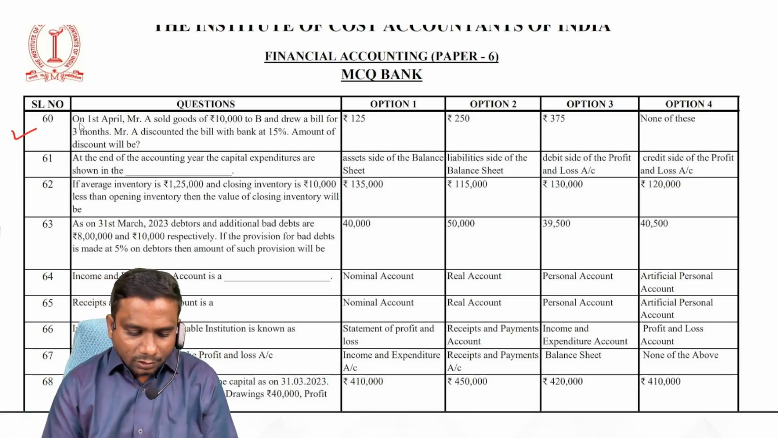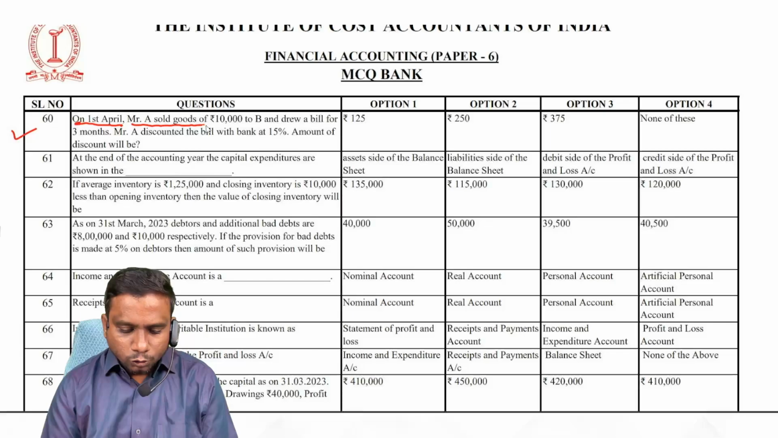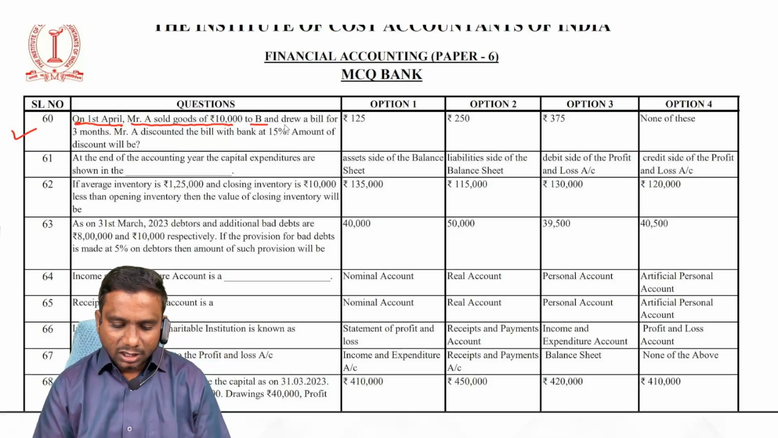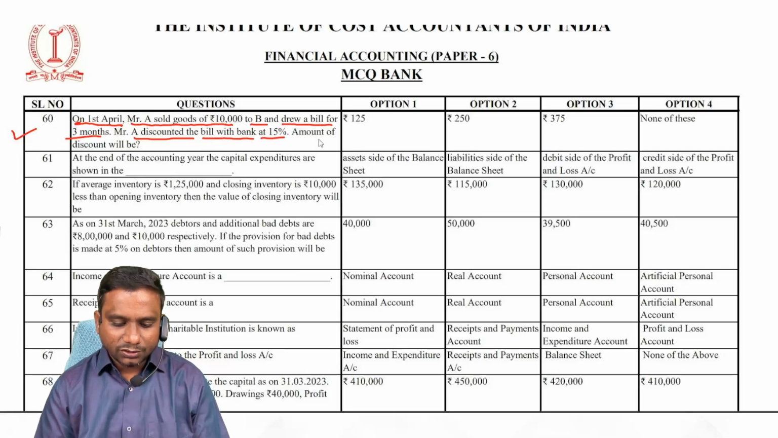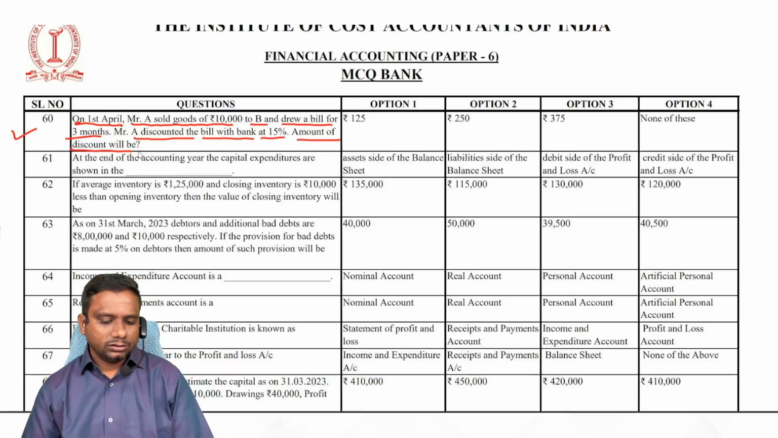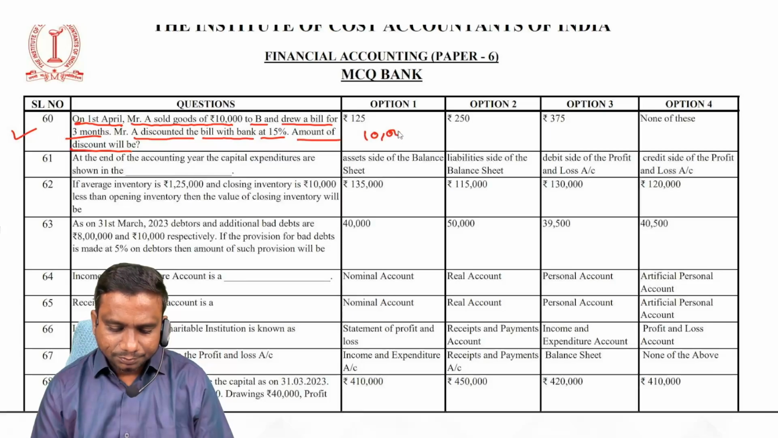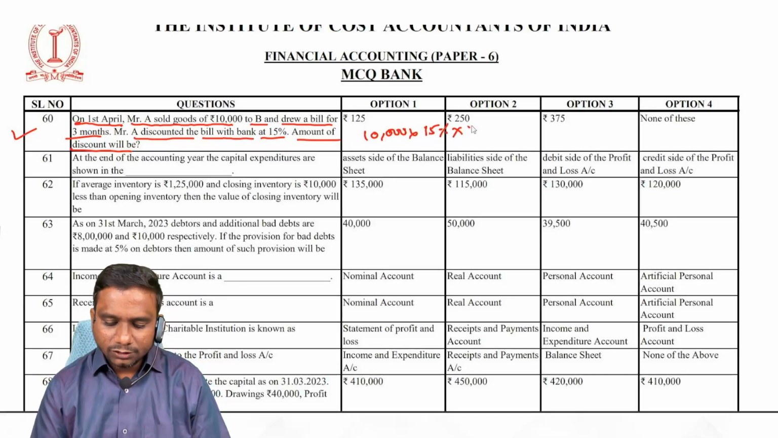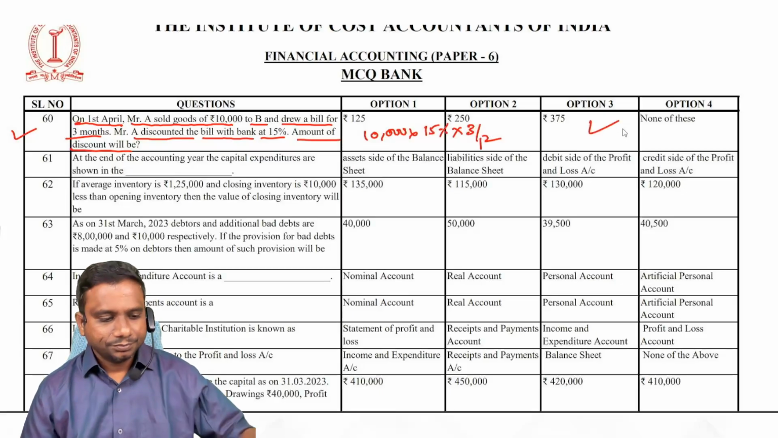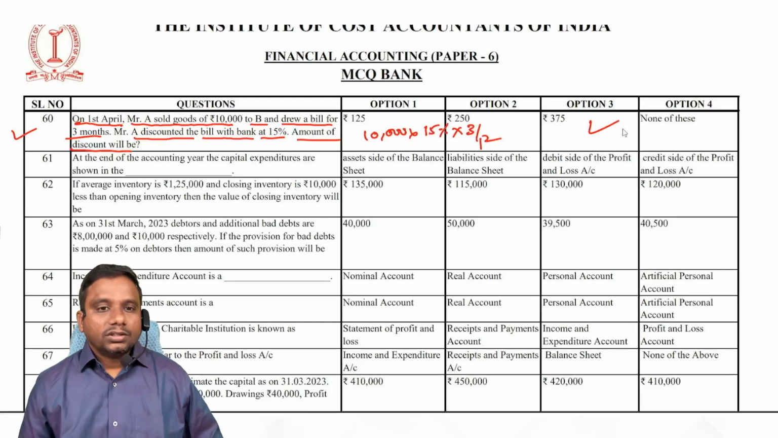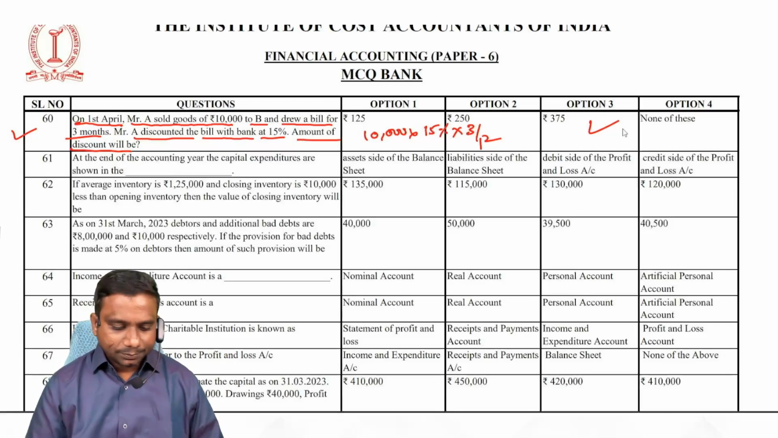On 1st April, Mr. A sold goods worth 10,000 to B and drew a bill for 3 months. Mr. A discounted the bill with the bank at 15%. The amount of discount will be 10,000 into 15% into the duration of 3 months. So 10,000 into 15% into 3 by 12 is 375. Yes or no, students?